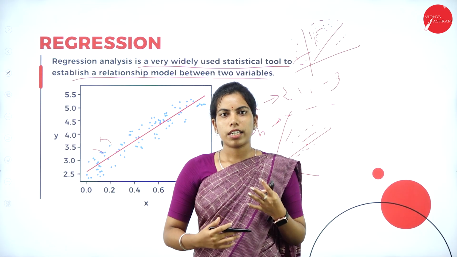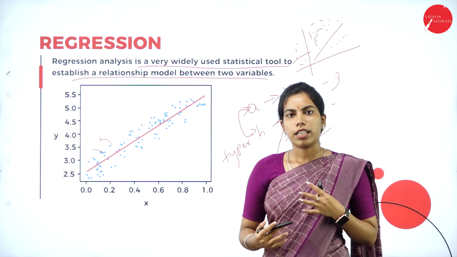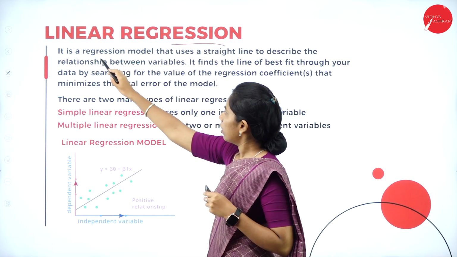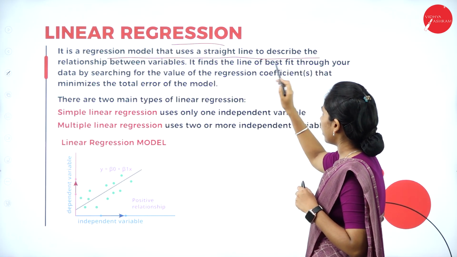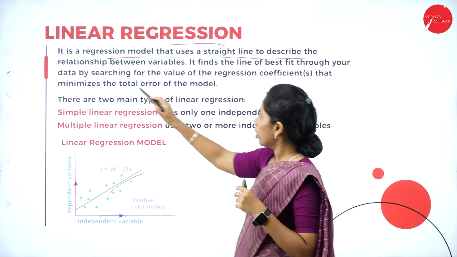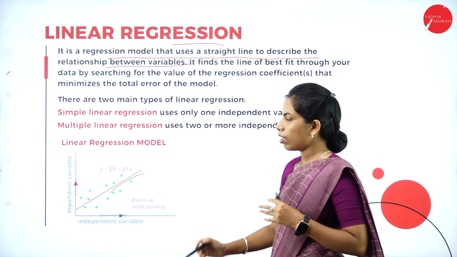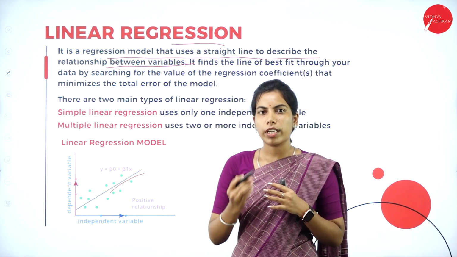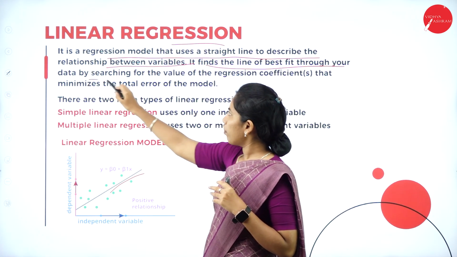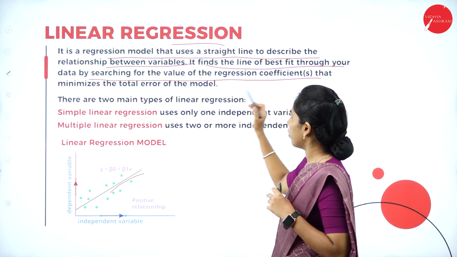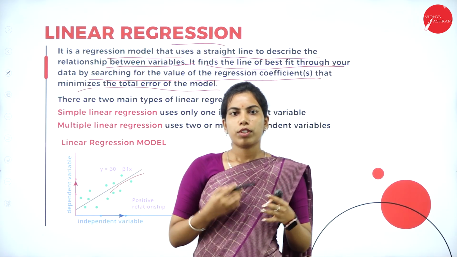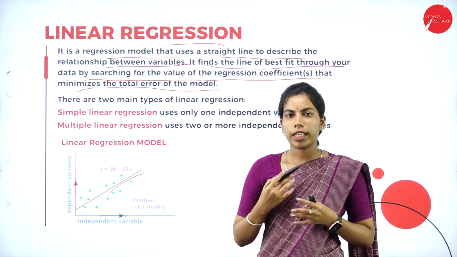In linear regression, we have simple linear regression and multiple linear regression. The first one is linear regression: a model that uses a straight line. Here you can see this is the straight line. It uses a slope to show the relationship between the variables. We have to find out the relationship between the variables. It also finds the line of best fit through your data by searching for values of the regression coefficient that minimize the total error.